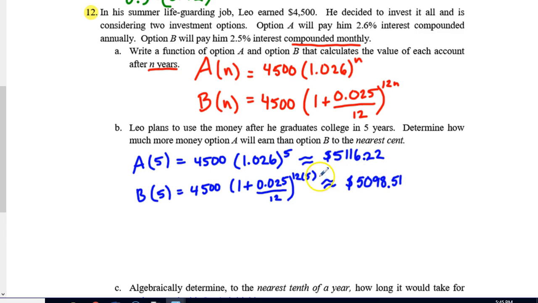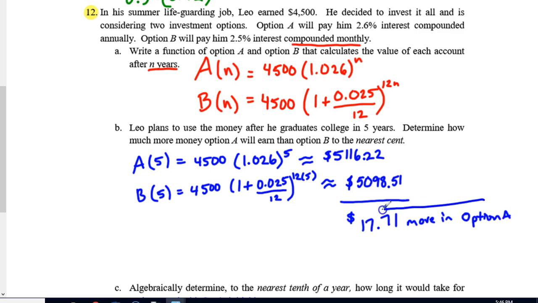Okay, so even though it would work better if you were getting the same interest rate and were getting it compounded more frequently, having that extra 1/10 of 1% helps him out more in the long run than getting it compounded monthly. So the question is, how much more? We just need to do the subtraction here. So when you do the subtraction, it works out to be $17.71 more in option A.